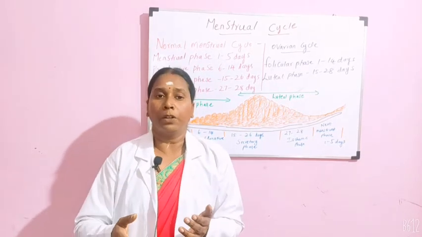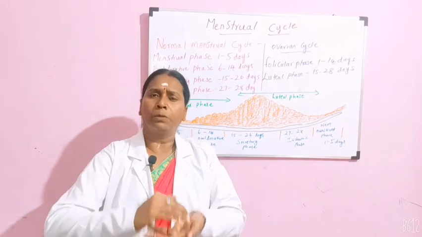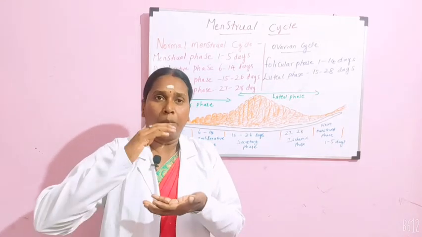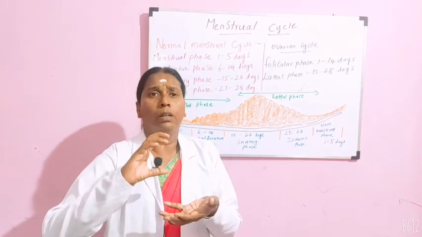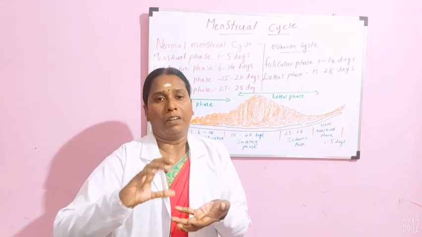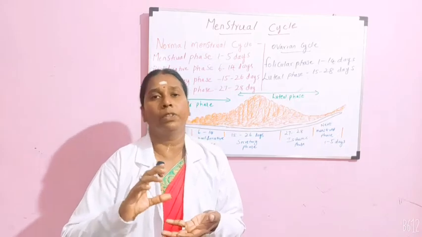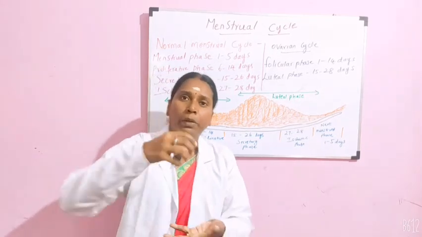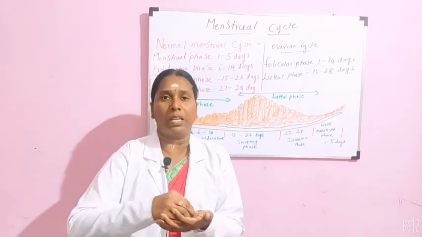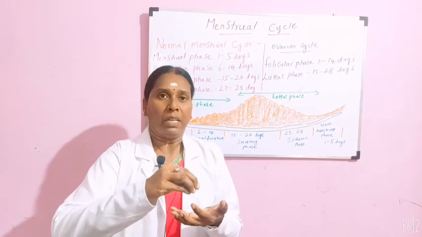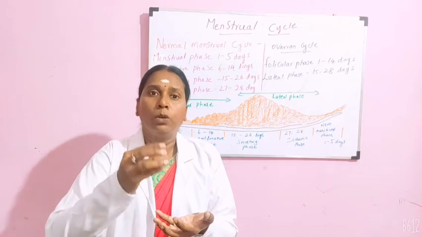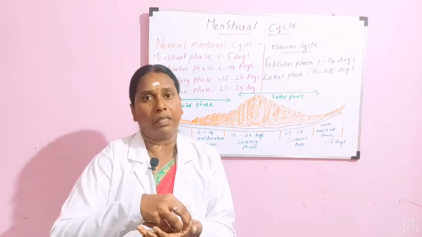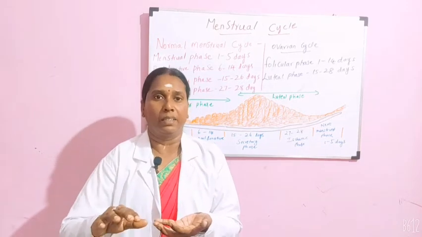So what happens to the endometrium? The endometrium becomes very thick. It becomes dilated and much more perfused with blood flow. So it is preparing for the fertilized ovum to get implanted. In this phase the sperm comes and meets the egg, the formation of the zygote takes place, and it goes and gets implanted in the endometrial bed.